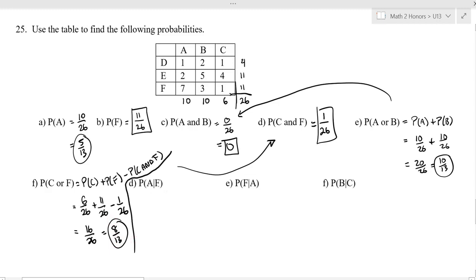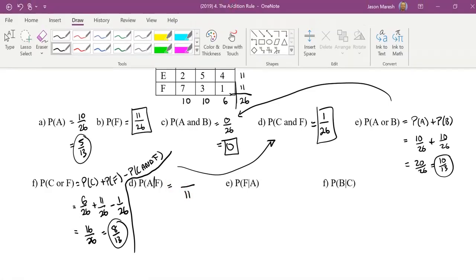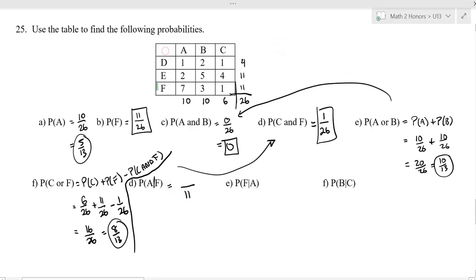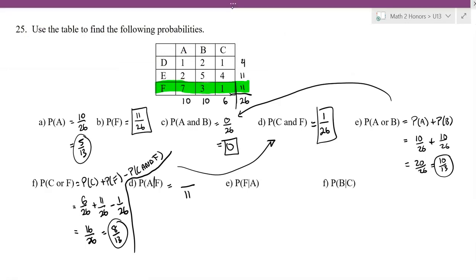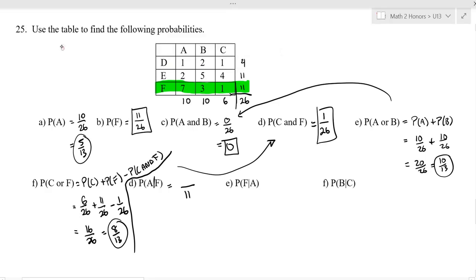A given F. Now here's where it changes. We got this line here, this slash, which says, hey, your denominator is changing. It's no longer out of 26. It's out of everything in F. So you look at row F and notice the denominator is 11. I'm going to highlight this one. So we're just looking at these numbers, nothing else. So out of those 11, how many belong to A? 7 of them do, so 7 out of 11, that's your answer.